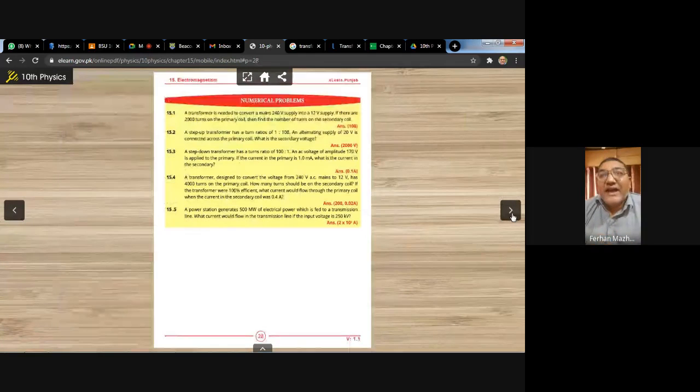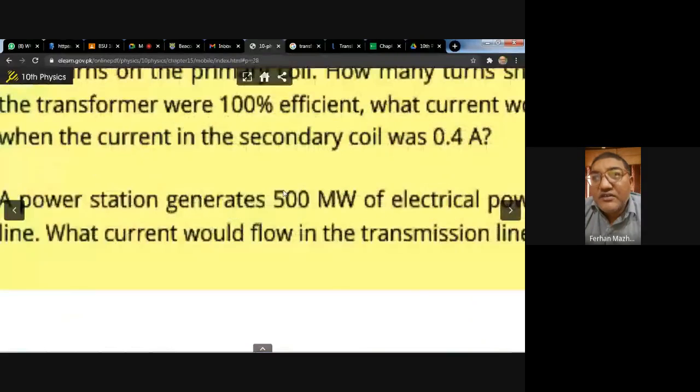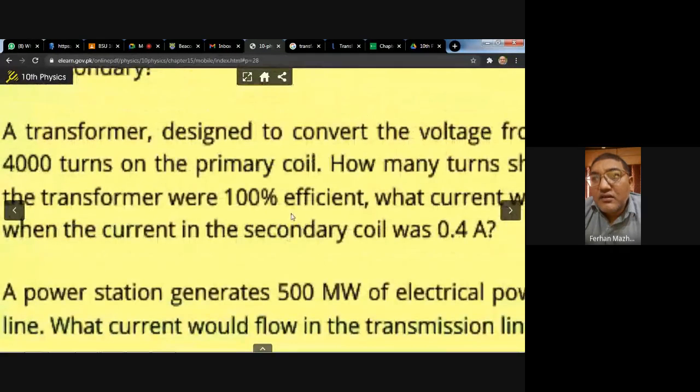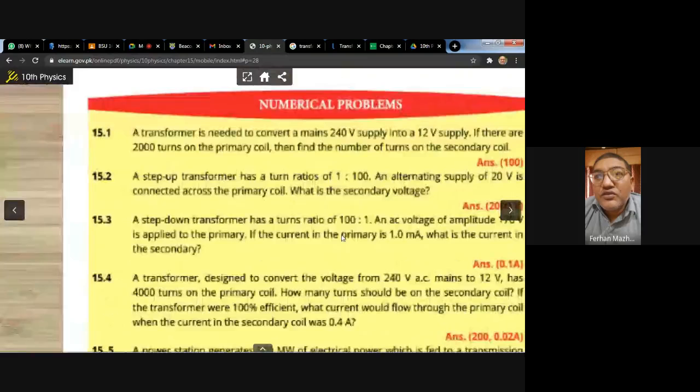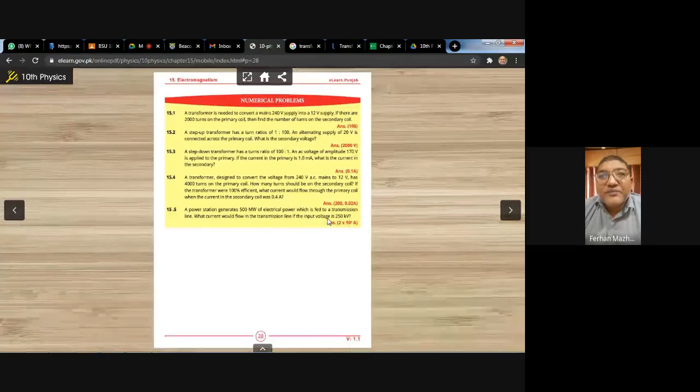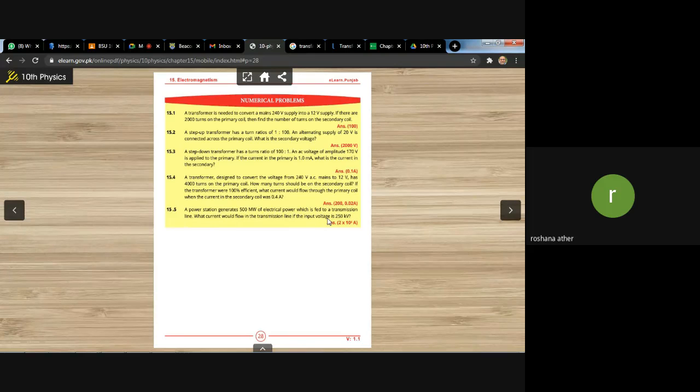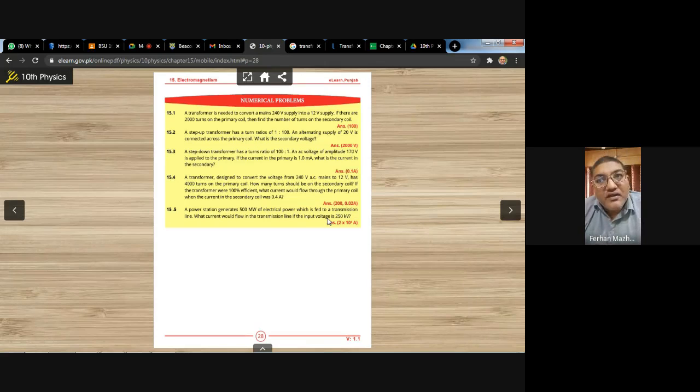So we are going to the numericals, and let me go to the first numerical. So how many numericals do we have in our syllabus? First four? Yes, sir. First four numericals are in our syllabus. So the first numerical: a transformer is needed to convert a mains 240 volt supply into a 12 volt supply.